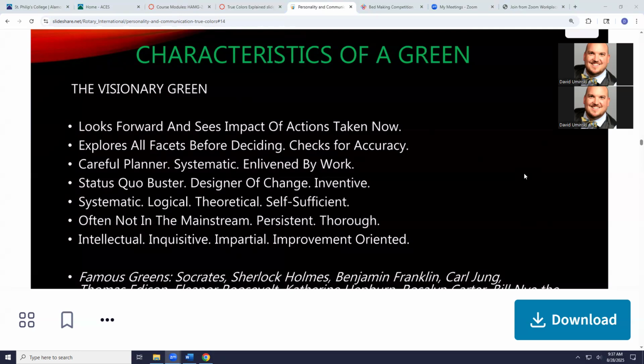6, 7, 8. Okay, cool. Awesome. So y'all feel free to have a seat. Y'all are the ones who are looking towards the future.